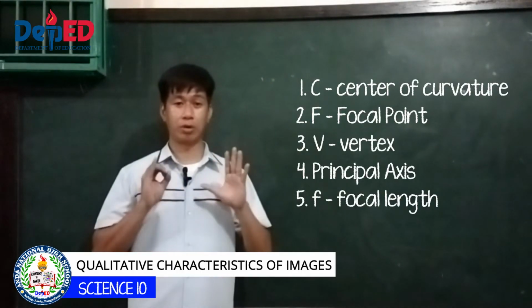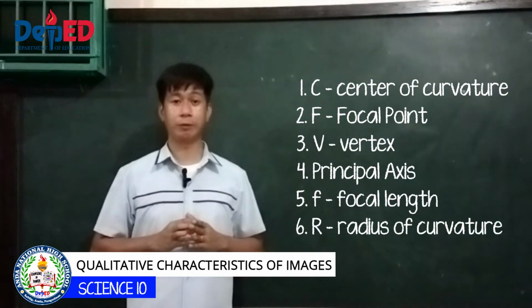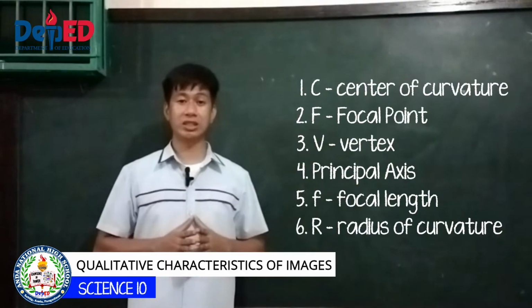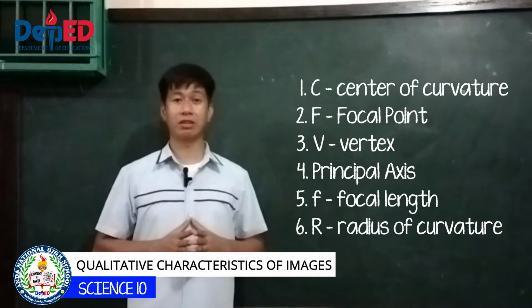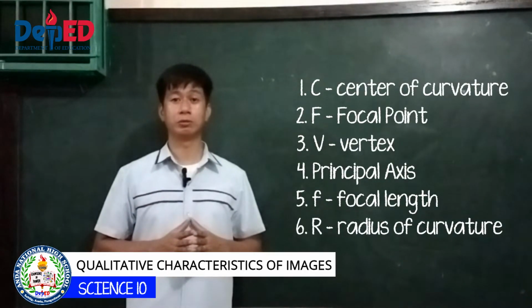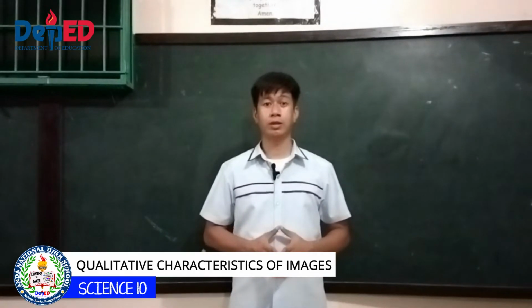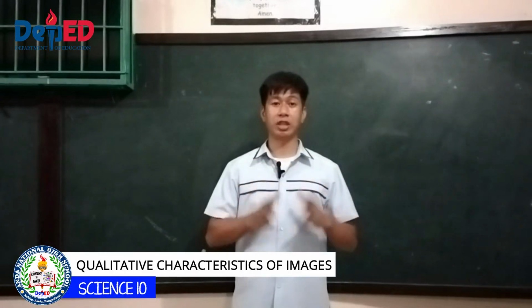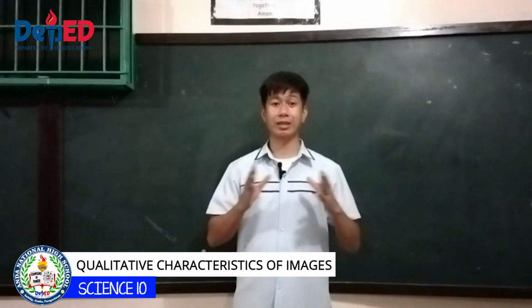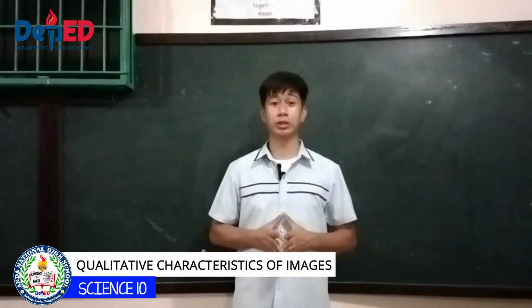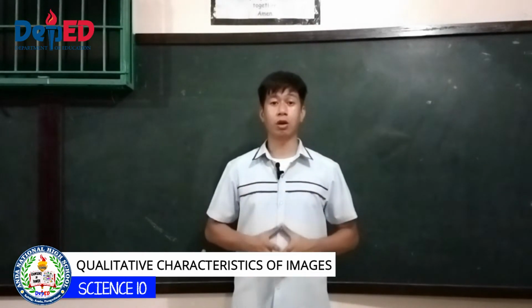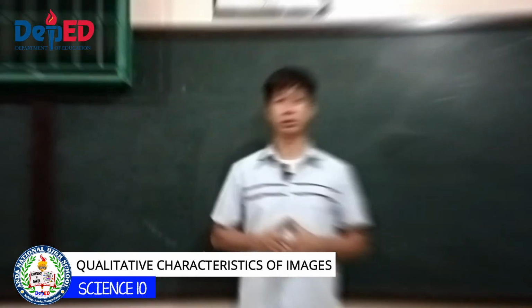Lastly, number 6. R. Radius of curvature. It is the distance from the vertex to the center of curvature. Since the focal point is the midpoint of the segment adjoining the vertex and the center of curvature, the focal length would be 1/2 of the radius of curvature.